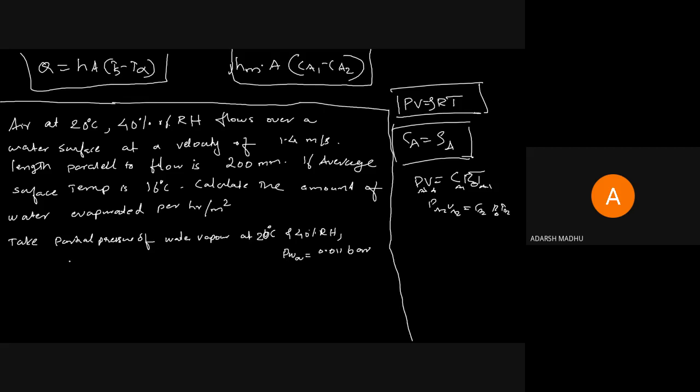This pressure and temperature are given at the initial condition before evaporation. And the vapor pressure at 16 degrees Celsius, saturated, PWS, equal to 0.017 bar. First one is 0.011 bar, and next, at a temperature of 16 degrees Celsius, the vapor pressure is 0.017 bar.